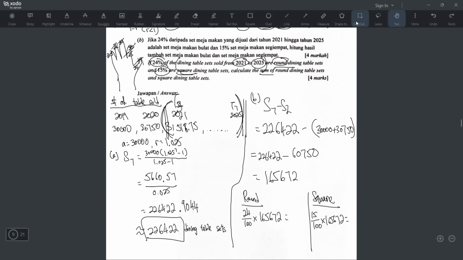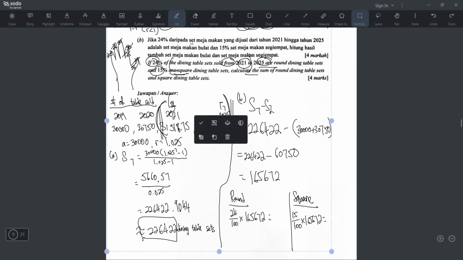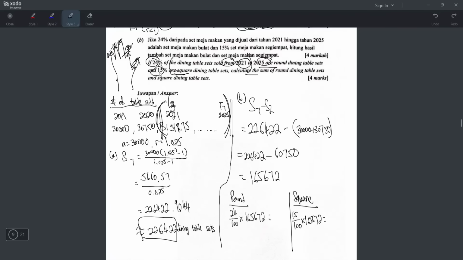Okay, so let me make space here. I need space. Okay, another way to do it is actually just take the 24% plus 15% now. So 24 plus 15 is 39, right? So you can also just take 39% multiplied with this. That one also can. You will straight away get the answer. Okay, what is 39 over 100 times this? So you will get 39761.